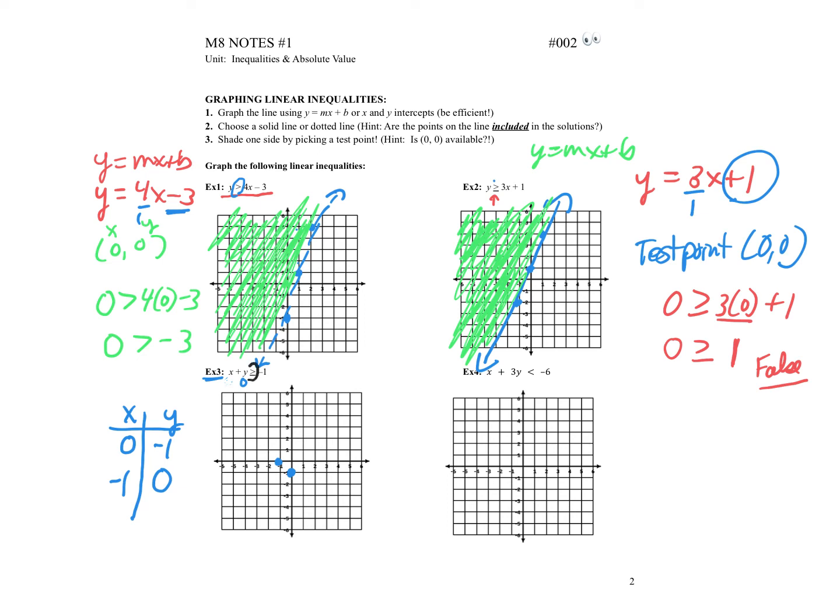And if you look, this is greater than or equal to, so we're going to draw a solid line down here. And now we have to test a point. And again, we're going to use (0, 0). So 0 plus 0 is greater than or equal to -1. Is 0 greater than or equal to -1? That is true. So we're going to shade the truth, which includes (0, 0), so it's above the line.